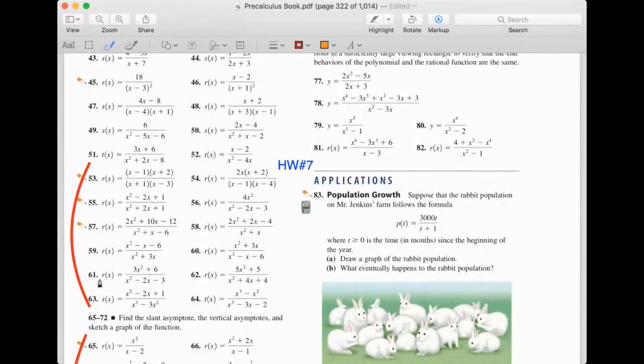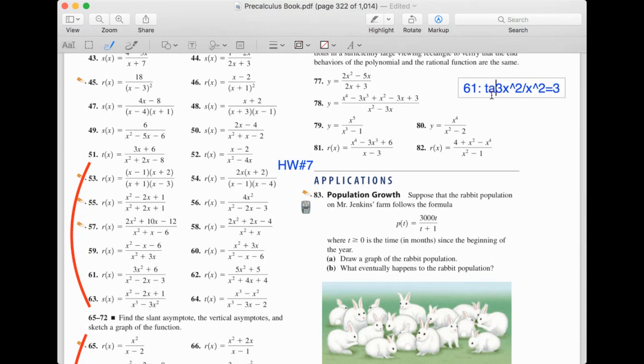Let's see 61. Remember our ignore rule? Let me write here. Take the leading term, ignore the lower terms. So what's the leading term in the numerator? 3x squared, right? What's the leading term in the denominator? x squared. So 3x squared divided by x squared equals 3. So for the domain and the range, how do we see it? Let me put it over here. So this is for question 61.